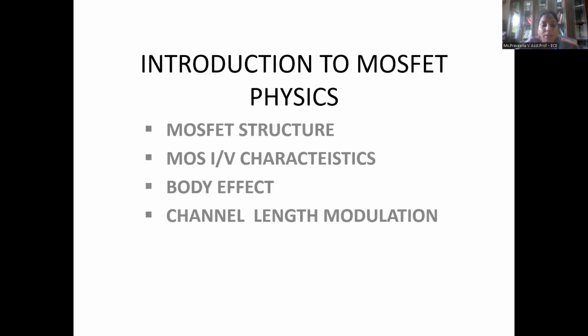Okay. First, introduction to MOSFET physics. What is meant by MOSFET? MOSFET is a metal oxide semiconductor field effect transistor, right? You have already learned it in electronic devices, right? It is a voltage controlled semiconductor device consisting of four terminals. What are they? That is gate, source, drain, and substrate. The substrate is the body, and we are not considering the substrate.